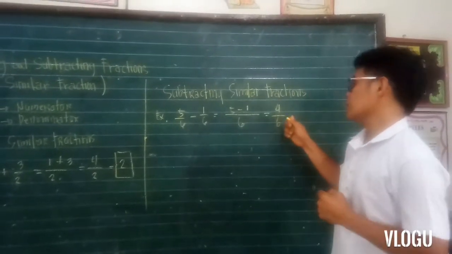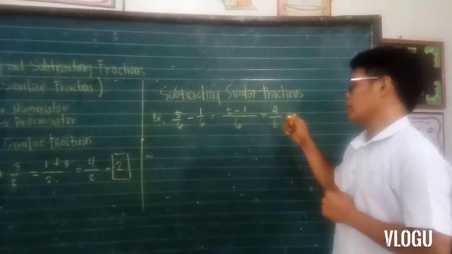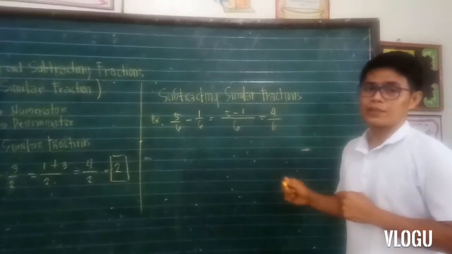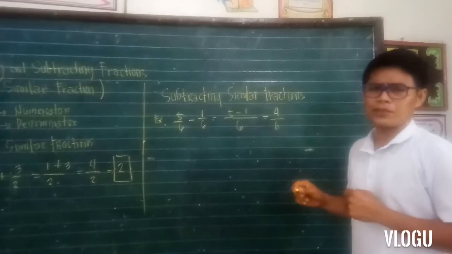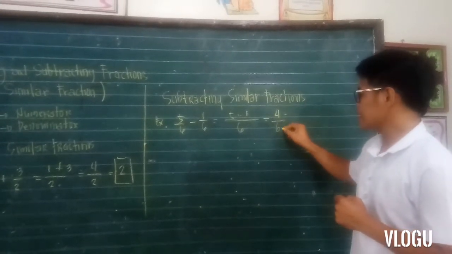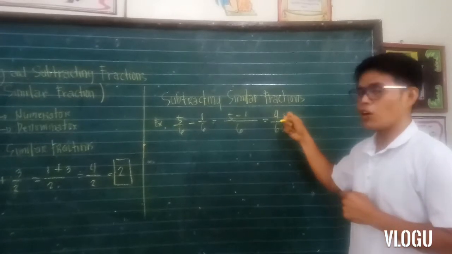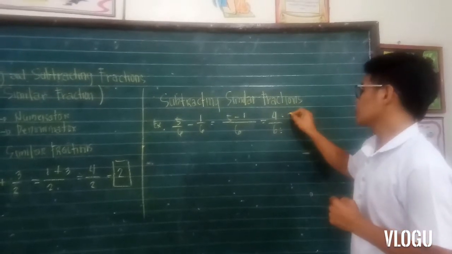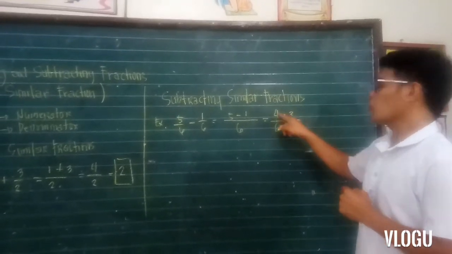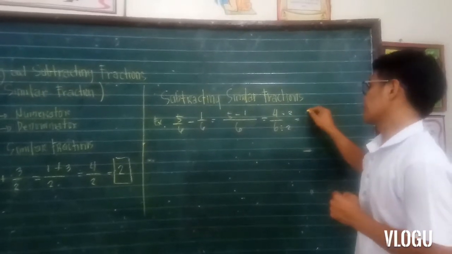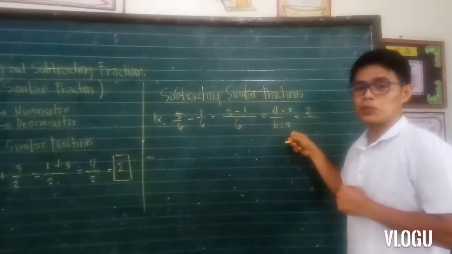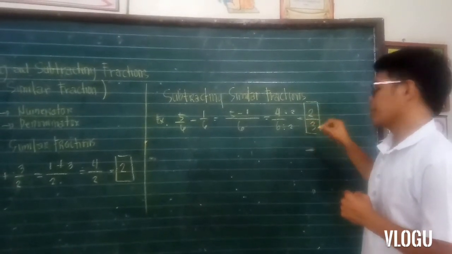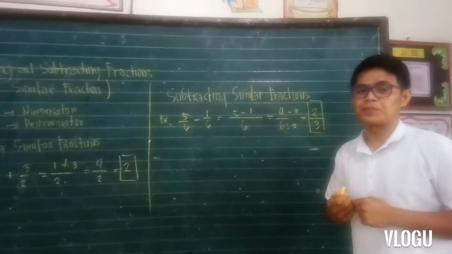In order for us to make this answer in simplest form, we just have to look for the common factor. What is the common factor? The common factor is the number that is common to the factors of 4 and 6. Their common factor is 2. So 4 divided by 2 is 2, and 6 divided by 2 is 3. So this is our final answer in simplest or lowest term.